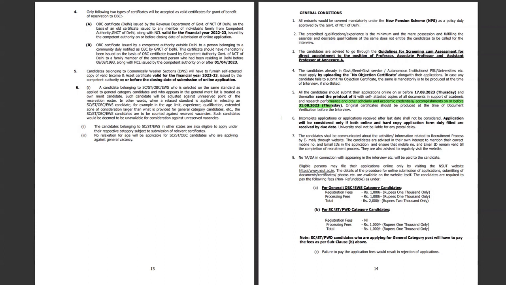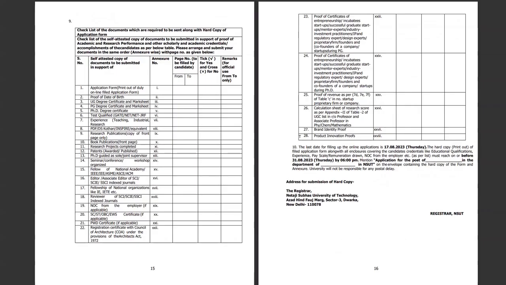And here we talk about the registration fee. For general, OBC and EWS candidates, it is 1,000 for registration fees and 1,000 for processing fees. So the total is 2,000. And for SC, ST, PWD category students, there is no registration fee, only the processing fee. They have to pay only 1,000.